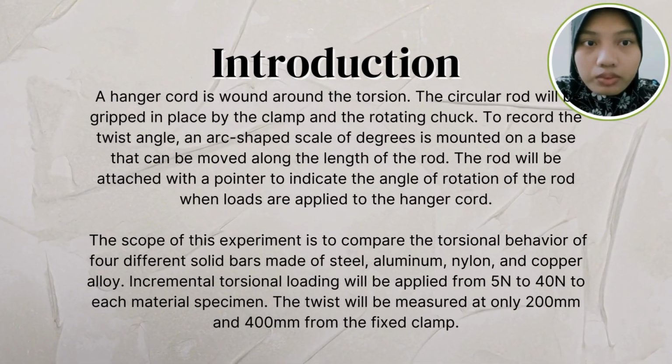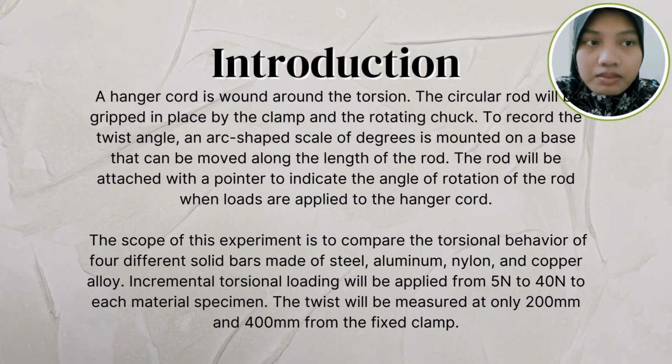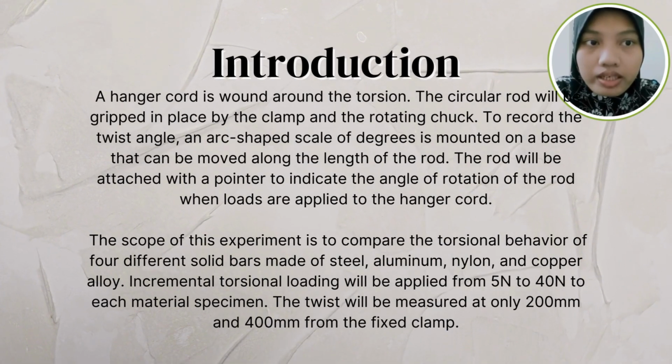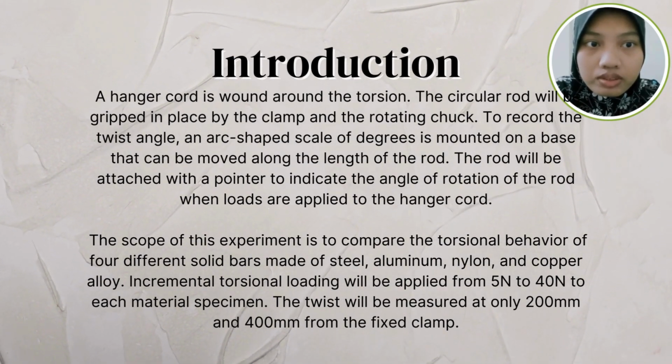To record the twist angle, an arc-shaped scale of degrees is mounted on a base that can be moved along the length of the rod. The rod will be attached with a pointer to indicate the angle of rotation of the rod when the loads are applied to the hanger cord.